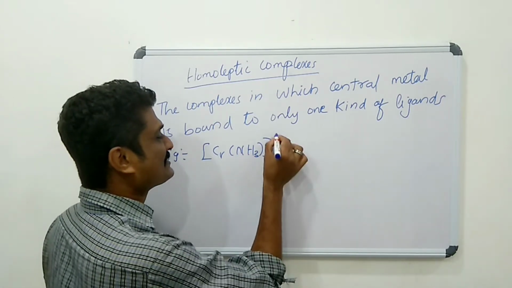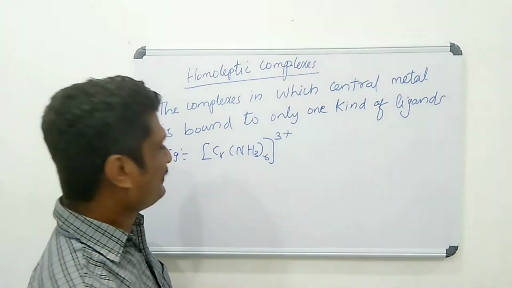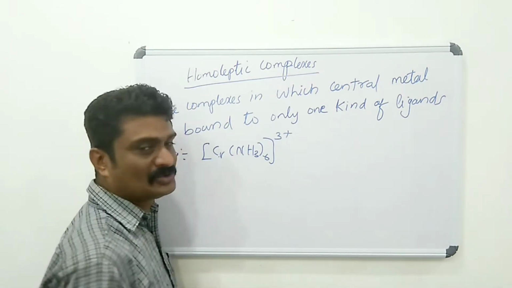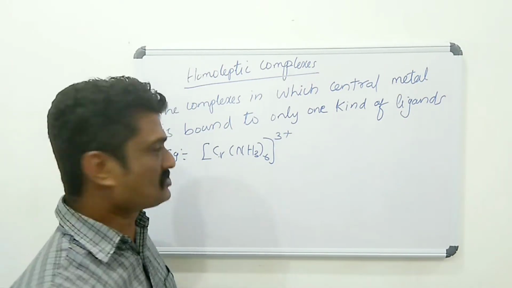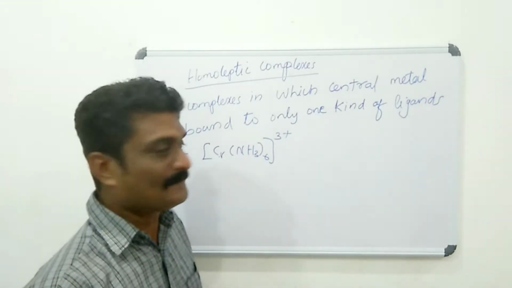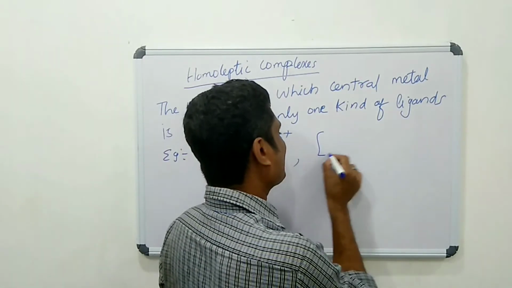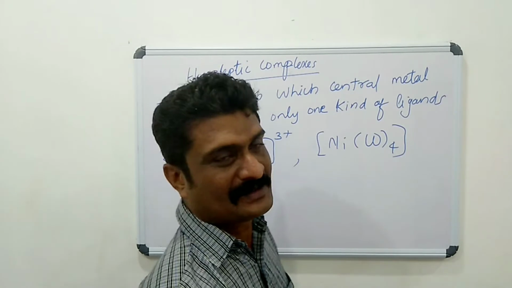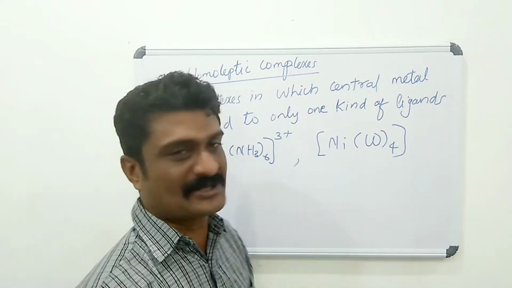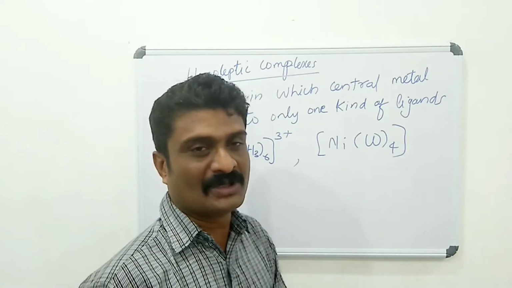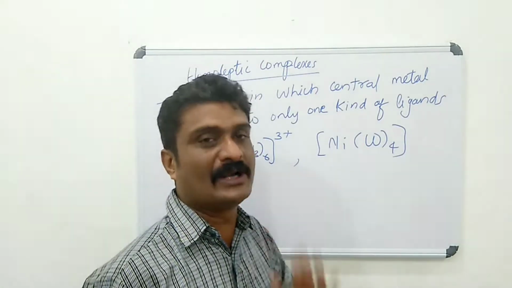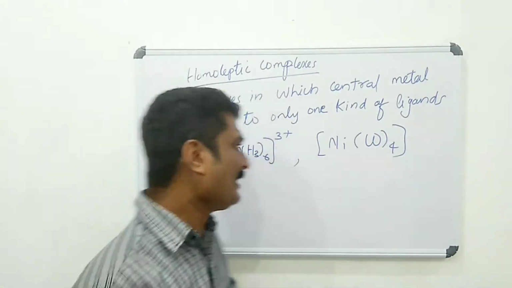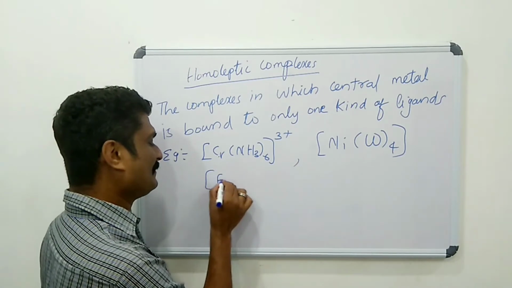[Cr(NH3)6]3+. Here the central metal chromium is bound to one kind of ligands, that is ammonia. The next example, Ni(CO)4. In this case, the central atom nickel is bound to only CO ligand, carbon monoxide, which is called carbonyl ligand.